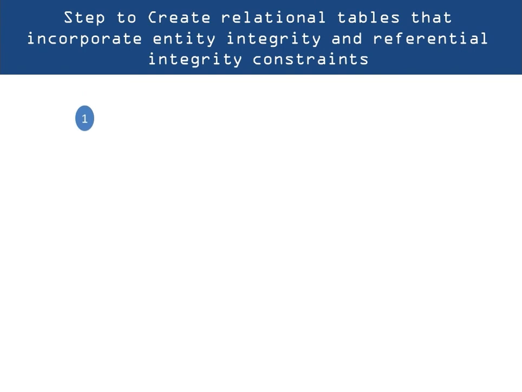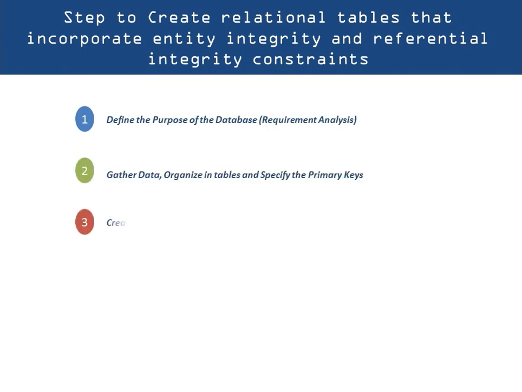Steps to create relational tables that incorporate entity integrity and referential integrity constraints. First, define the purpose of the database. Gather the requirements and define the objective of your database. Drafting out sample input forms, queries, and reports often helps.